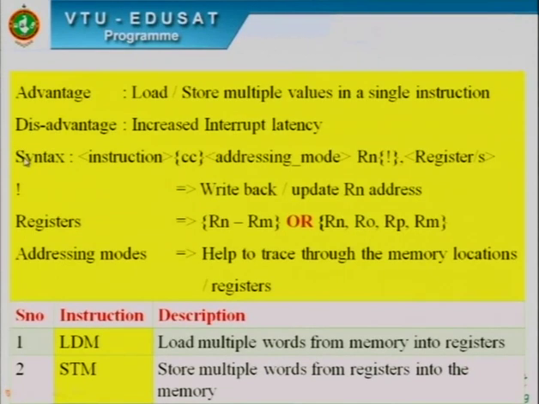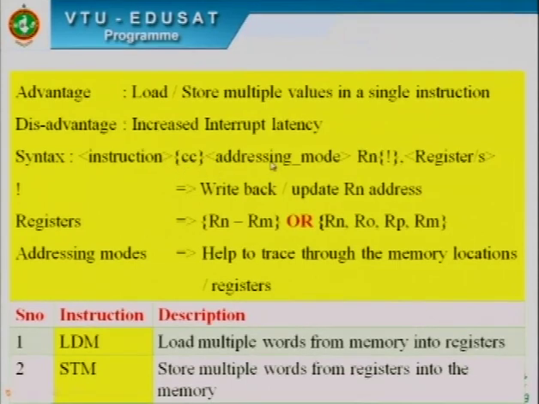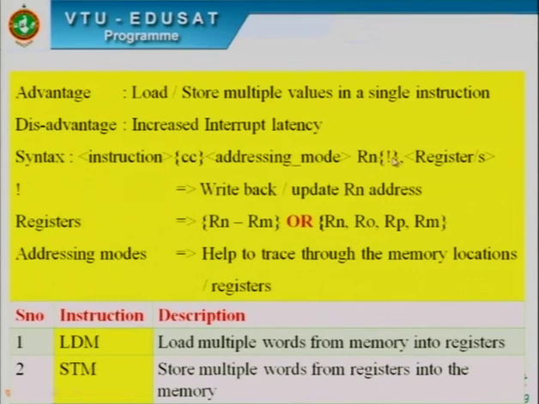Now the syntax for this is instruction, CC, that is condition, addressing modes. These instructions also have particular addressing modes for themselves. We will see to that. Rn followed by an exclamatory mark and registers, the series of registers that we need to mention. In this, all of you know what conditional execution is.